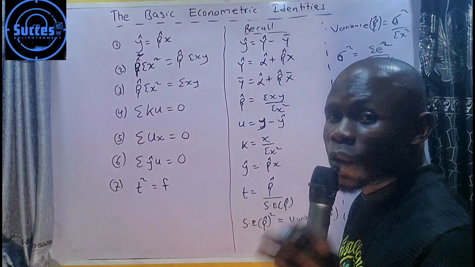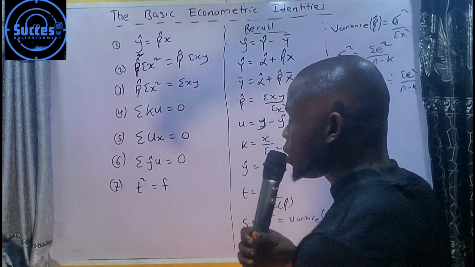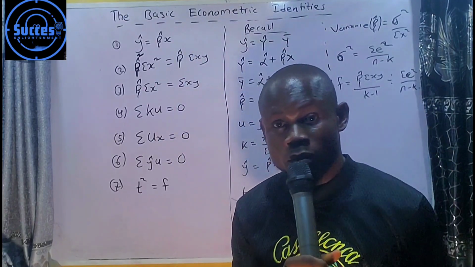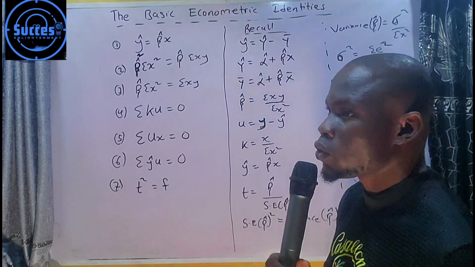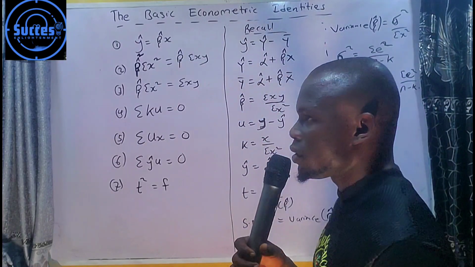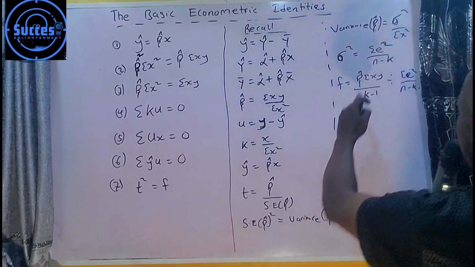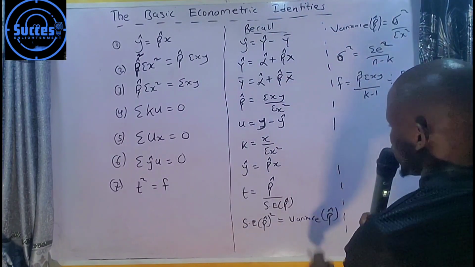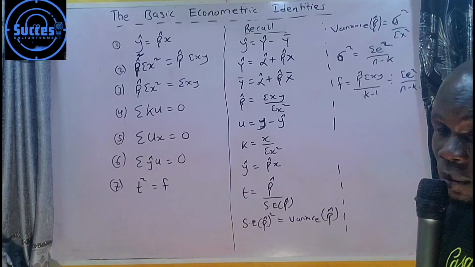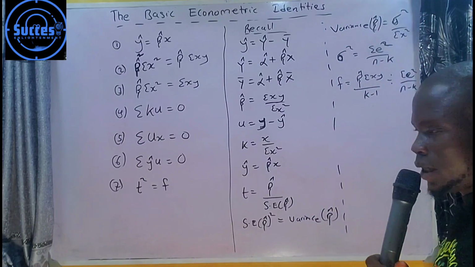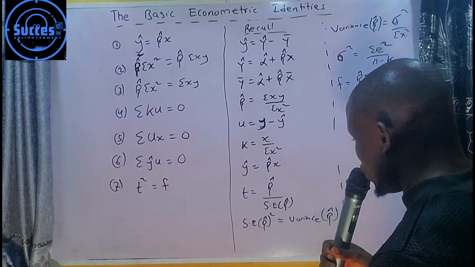Then finally, we are going to prove that t squared, the square of the t statistic, equals the f statistic. We already know what our t statistic is. The t statistic is our beta cap divided by the standard deviation of our beta cap. We already know what our standard deviation of beta cap is.